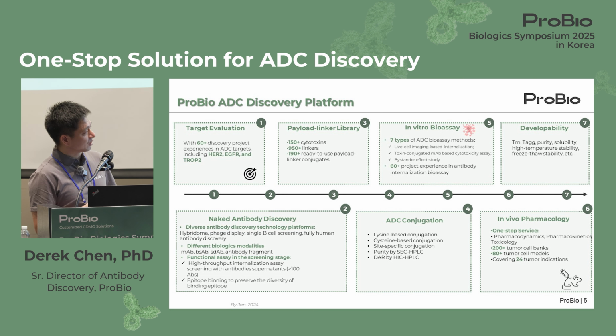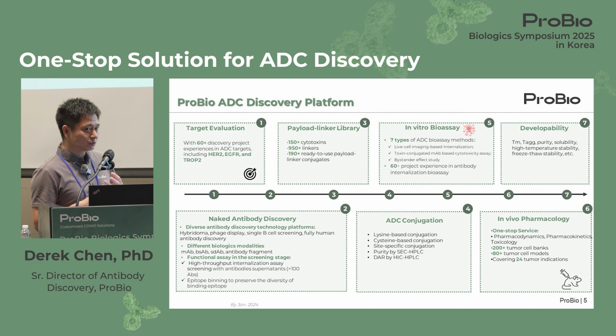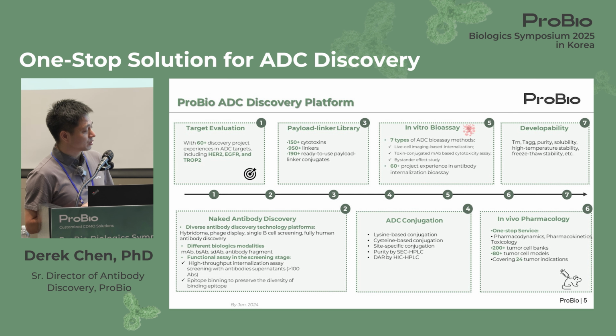Once the TPP is defined, we will move on to the second part, the naked antibody discoveries. People commonly use a variety of platform technologies like hybridomas, phage displays, and the single B cell to generate antibody leads for the ADC candidates. And during this stage, the assessment of internalization is a very crucial step to narrow down your candidates for the ADC applications. At the same time, we'll also start to think about the selection of a payload and linkers.